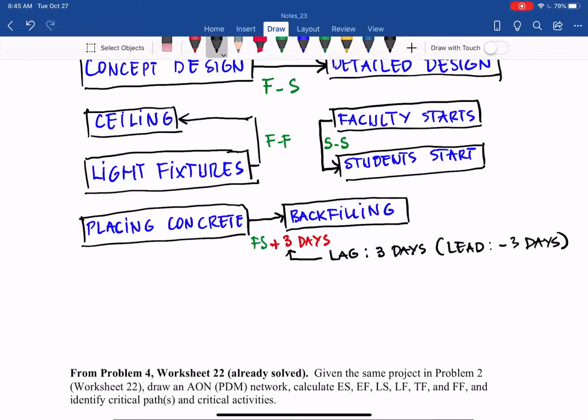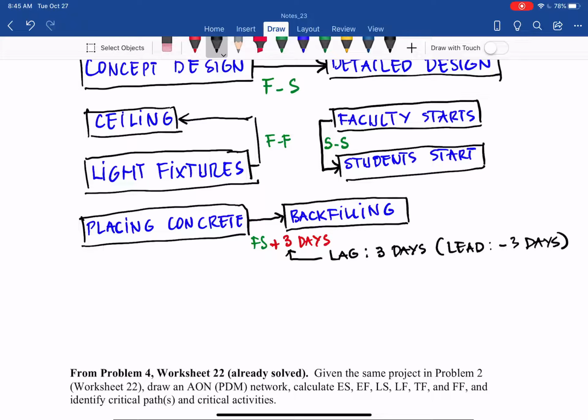Let's say you finish placing concrete on Monday. You have to wait another 3 days. So you have Tuesday, Wednesday, Thursday. So you can start the backfilling on Thursday. So 3 days waiting, lag.